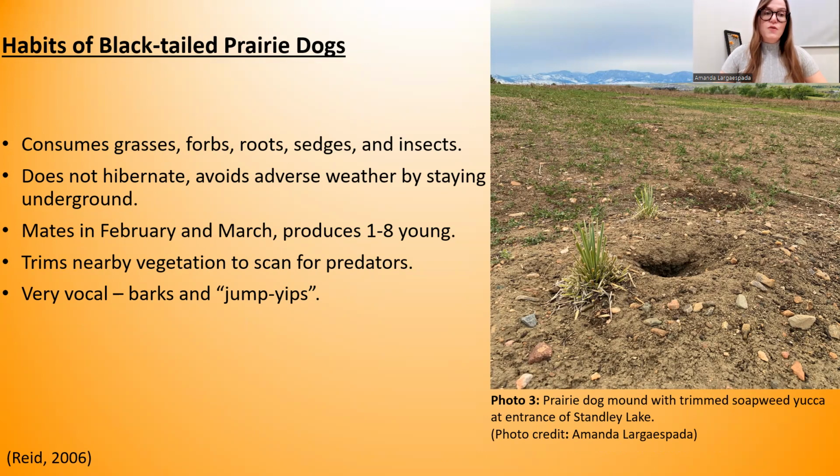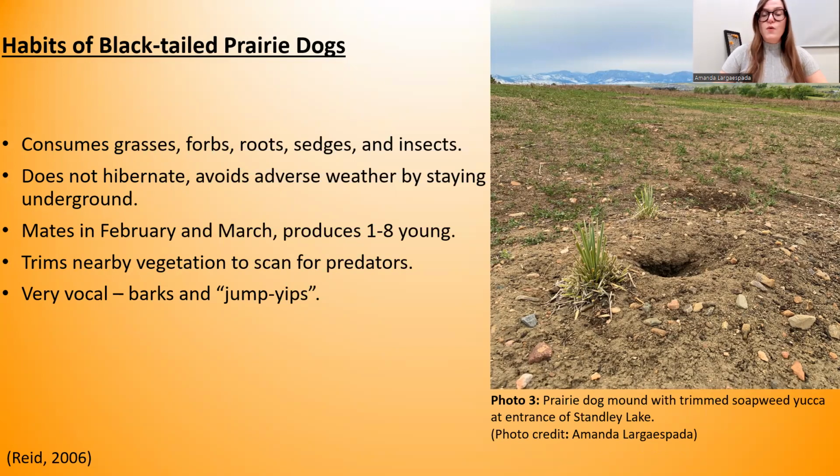So, just to go on a little bit about some of the different habits that are exhibited by black-tailed prairie dogs. Like I mentioned, they consume a lot of grasses, forbs, roots, sedges, and at times they will eat insects. And they use their burrowing system to escape from predators, for breeding purposes, and also to avoid adverse weather conditions because they do not hibernate. And they typically mate in February and March and will produce anywhere between 1 to 8 pups per breeding season.